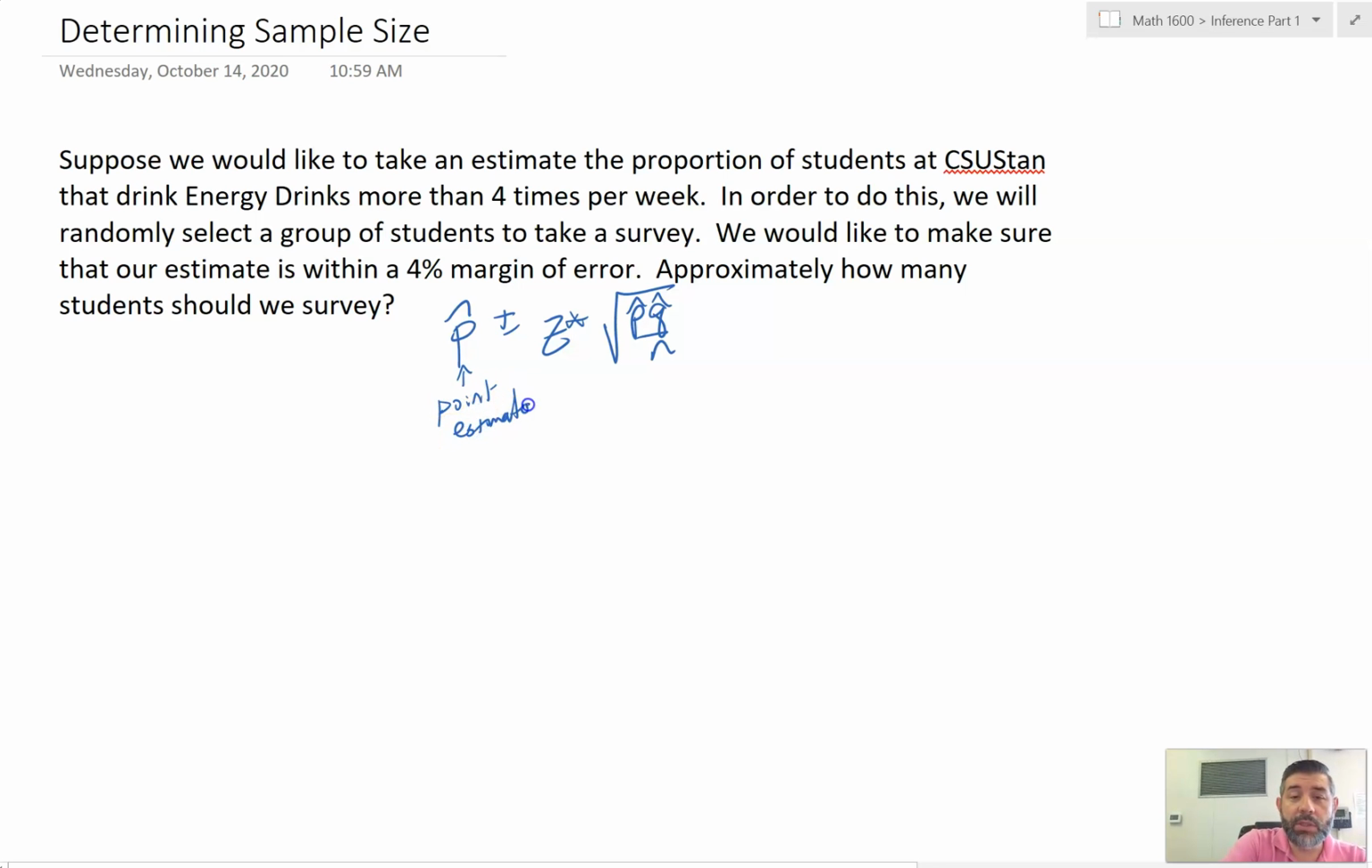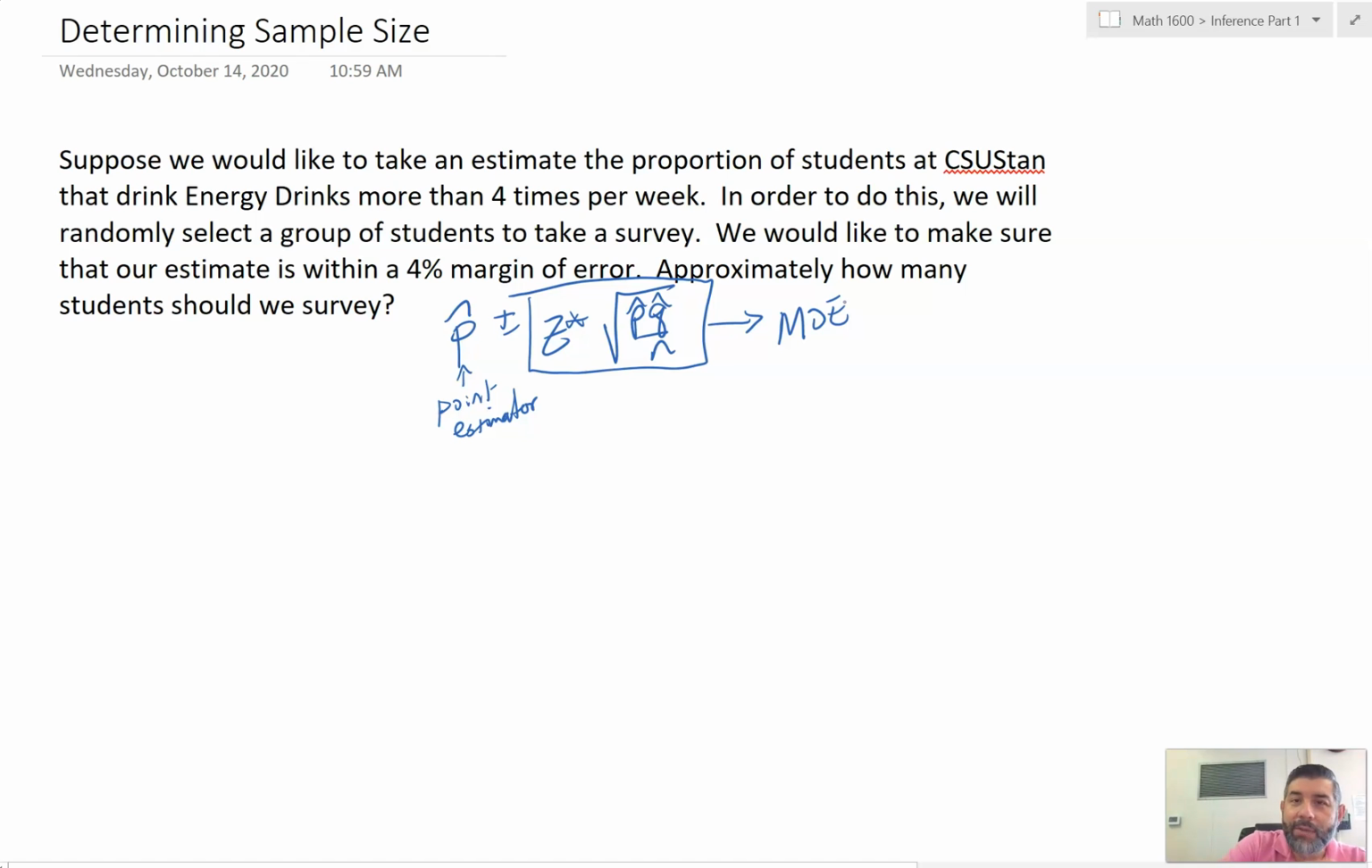This is basically what's going to happen when I take my survey. So if I get 60% of people say, yes, I drink energy drinks 4 times a week or more, then that would be my point estimator. 60% is what I'm estimating to be the population. It's just what happens in my sample. This part right here, everything after the plus or minus, that's my margin of error.